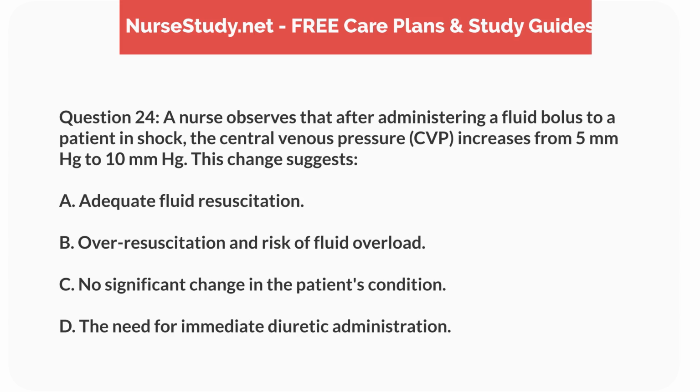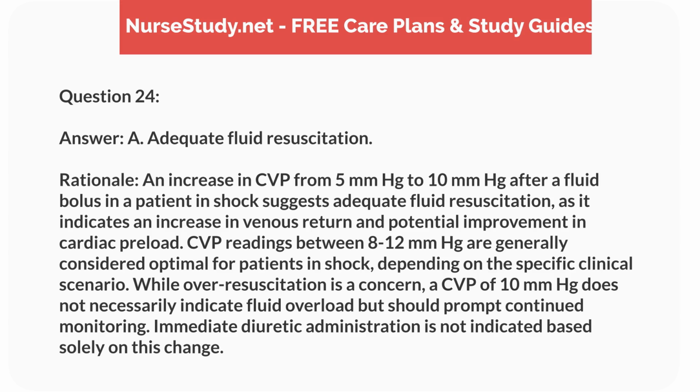Question 24. A nurse observes that after administering a fluid bolus to a patient in shock, the central venous pressure, CVP, increases from 5 mm of mercury to 10 mm of mercury. This change suggests A. Adequate fluid resuscitation. B. Overresuscitation and risk of fluid overload. C. No significant change in the patient's condition. D. The need for immediate diuretic administration. Answer: A. Adequate fluid resuscitation.